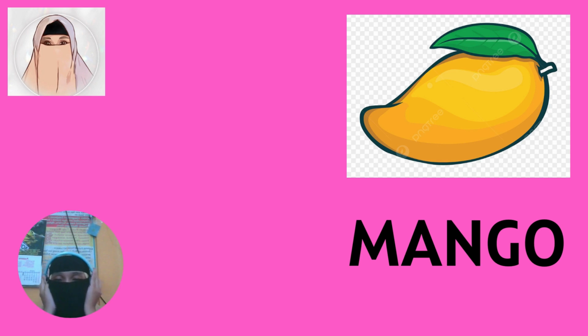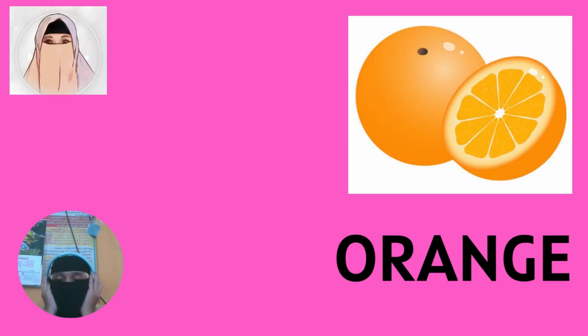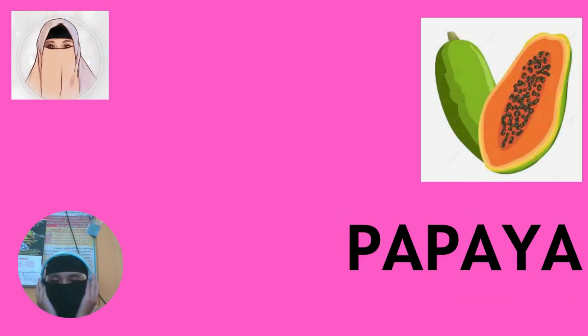M for mango. That means mangga in Indonesia. O for orange. That means jeruk in Indonesia. P for papaya. That means papaya in Indonesia.